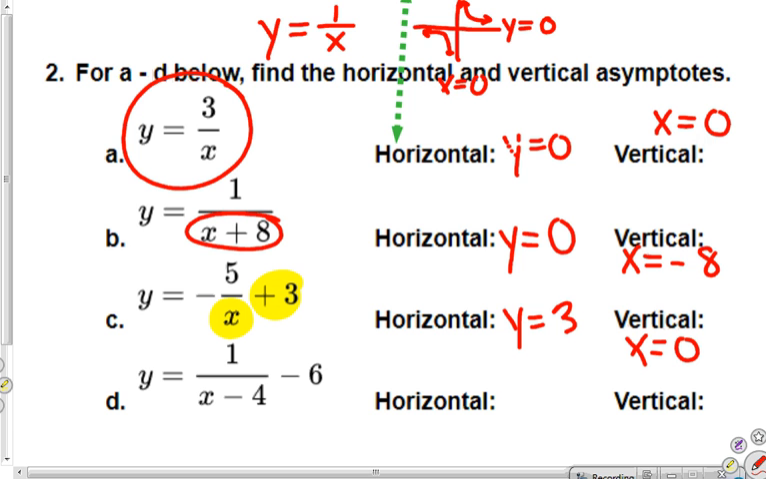Okay? How about the last one? Go ahead. It would be right 4 for the vertical, x. The vertical would go to x equals 4. The horizontal would drop down to negative 6. That's how you do those basic transformations of the parent function 1 over x when you do the asymptotes. All right?